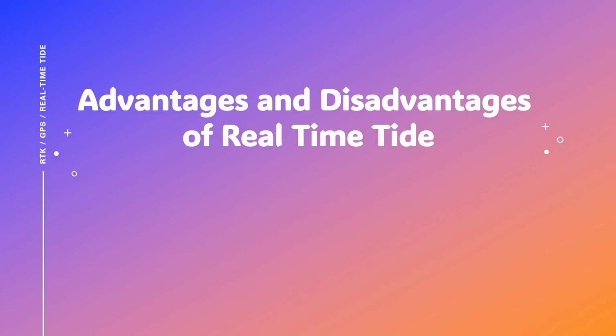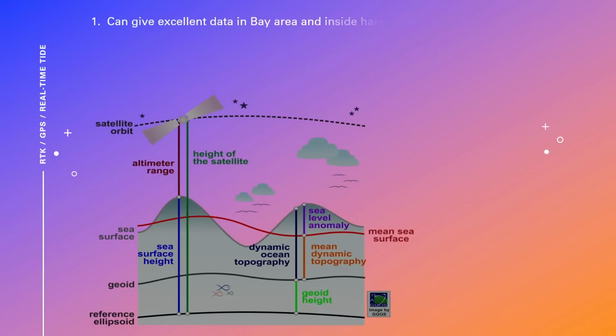So let's talk about advantages and disadvantages of real-time tide. A real-time tide data can give an excellent data in the Bay Area and inside a big harbor. You do not need to do any tide observation. So with this real-time tide, you can carry out the survey easily without having any tide station installed.